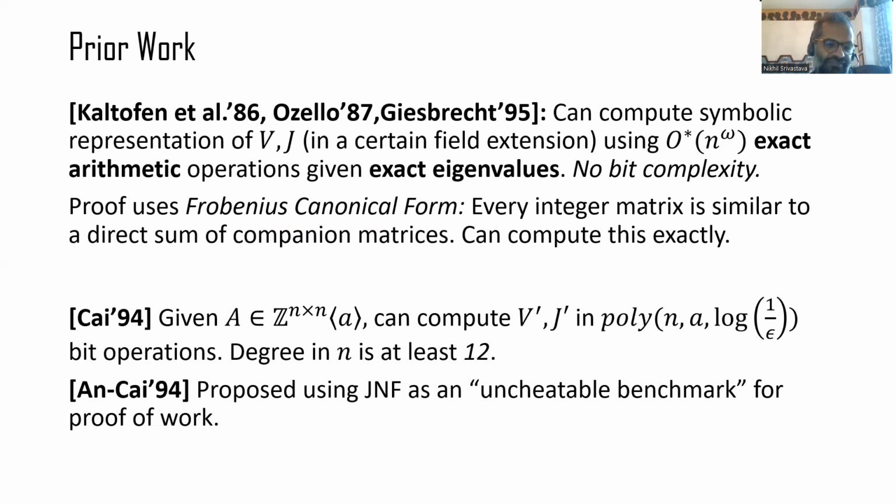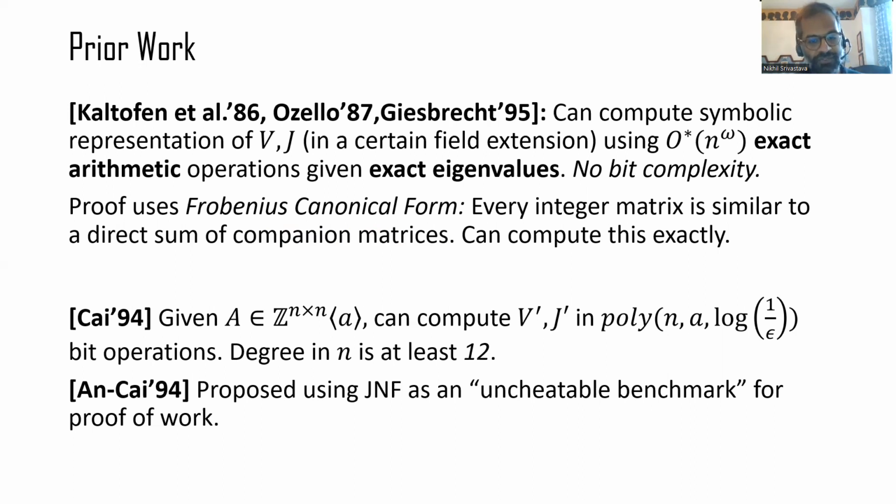In fact, it's interesting to see that An and Sai wrote a paper around the same time, published in Soda, where they proposed Jordan normal form as an uncheatable benchmark for proving that a computational device has a lot of power, so as a proof of work. So somehow this was actually being viewed as a very difficult computational problem, which it actually was at the time.